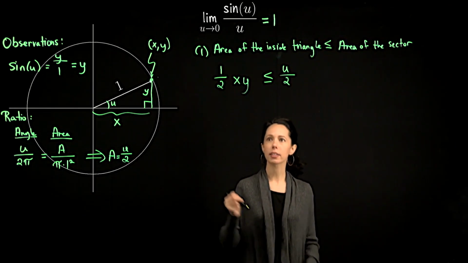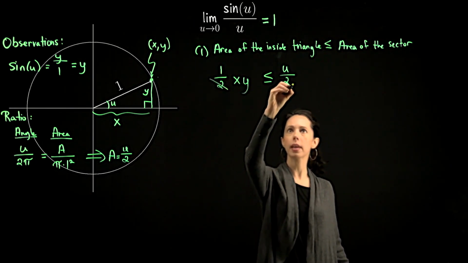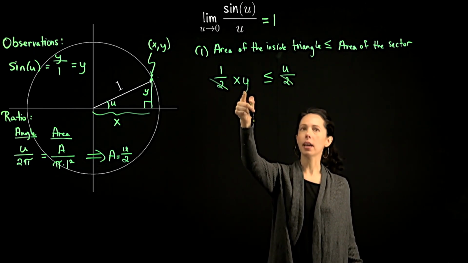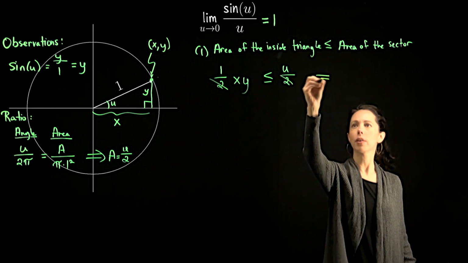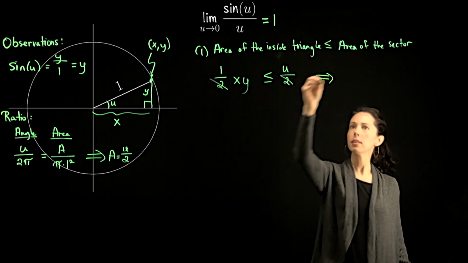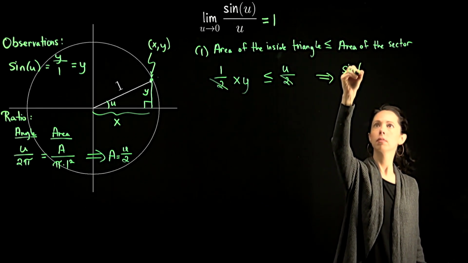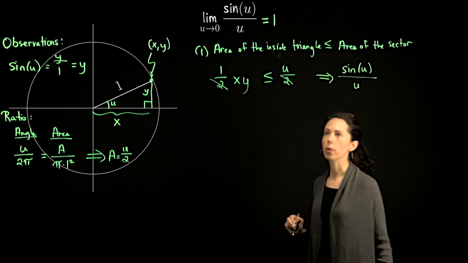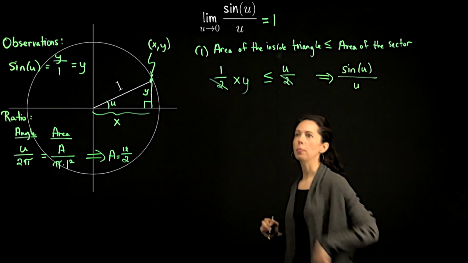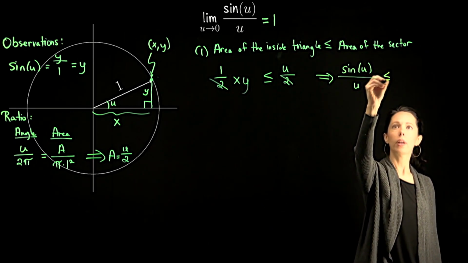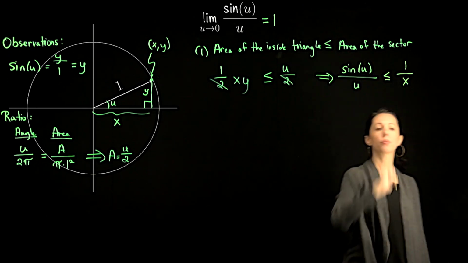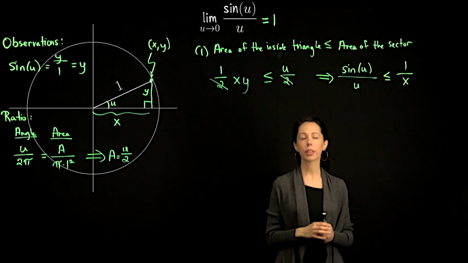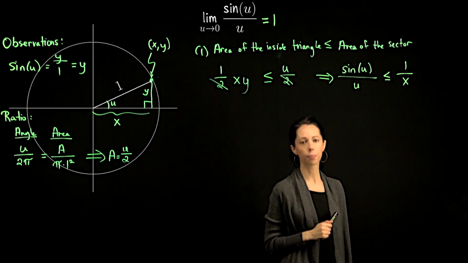Okay, here's what I hope you got. We can multiply both sides of the equation by 2. Then y is sine of u. Actually, I'm just going to do it to the right here so I have plenty of room remaining. Y is sine of u. Divide both sides by u, and that will turn into sine u over u on the left. And then I divide by x, and I'm going to have 1 over x on the right. Okay, so that's going to be an upper bound for this ratio sine u over u.